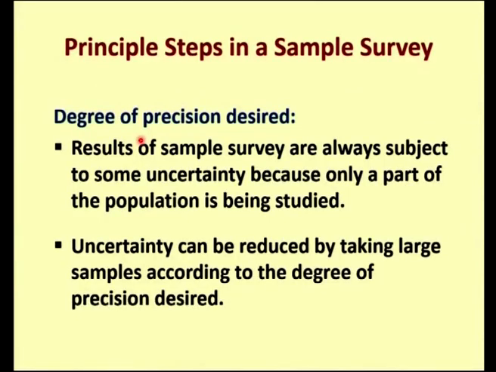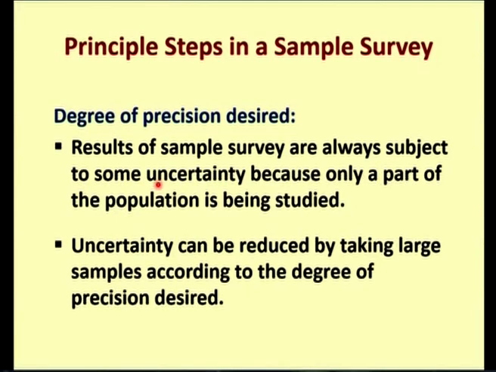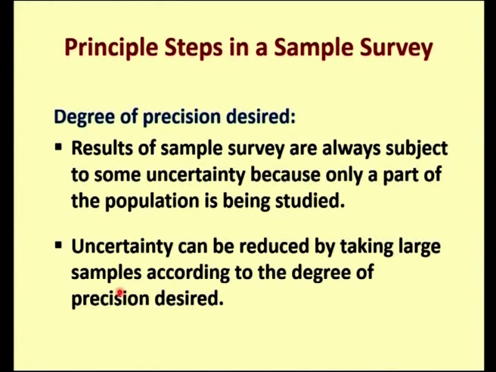And the next step, the degree of precision decide, and the results of a sample survey are also subject to uncertainty. So, as we know, it is not a complete study, a part of the population is being considered and studied. So, definitely there will be uncertainty about the results. So, we should be very careful about the uncertainty. It has to be reduced by taking large samples.